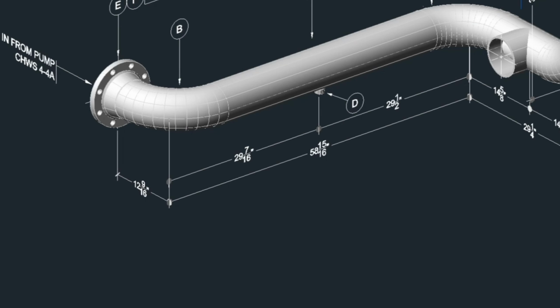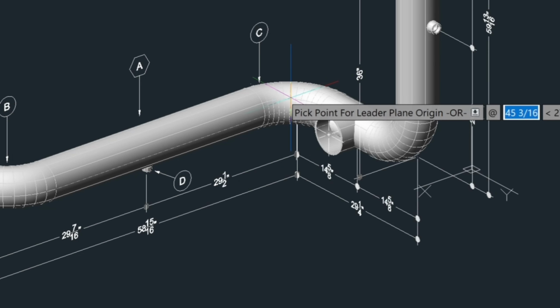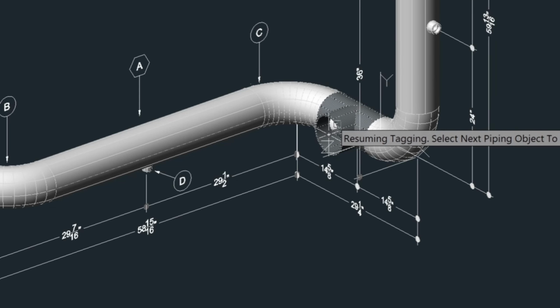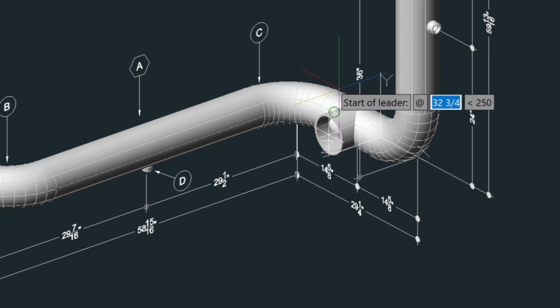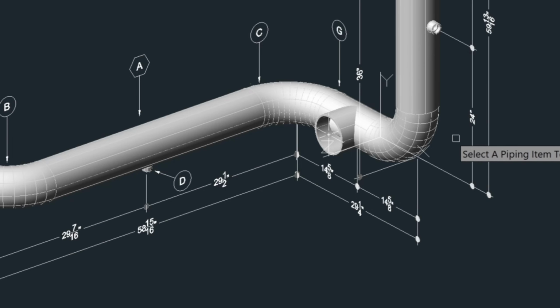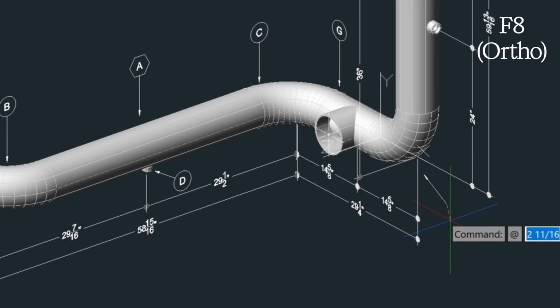Now let's define a new plane over here. So it's QBOM, and we're going to pick the center here. Then we're going to come out this way and left click. And then we'll choose the T here. And we'll start our leader here. And we'll come up and enter. Next, we'll choose the elbow here. We'll come out this way, turn off our ortho, and enter.